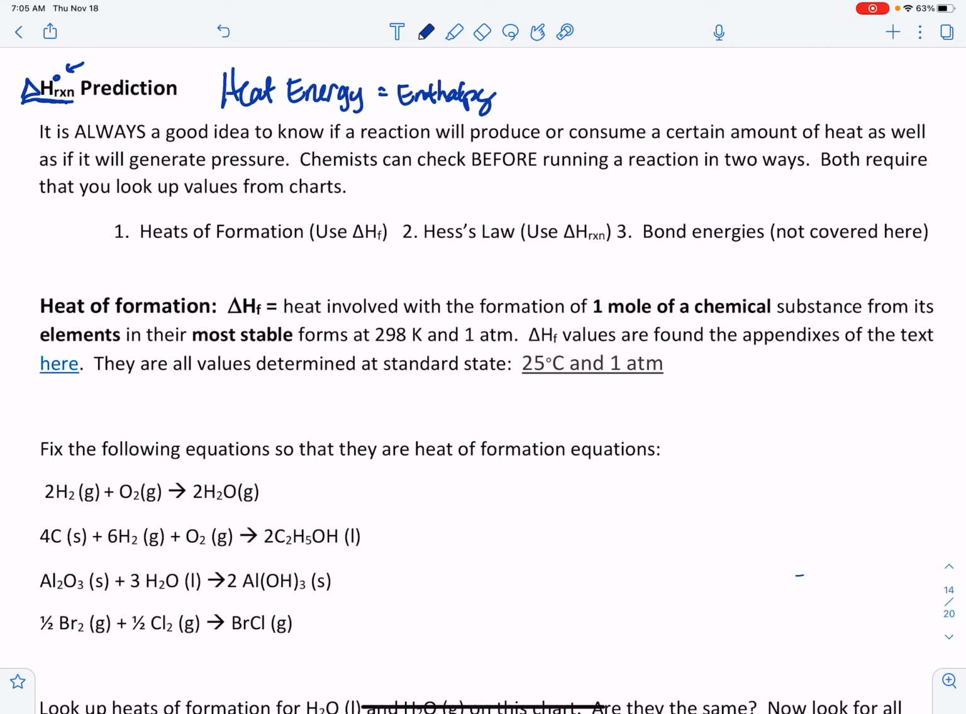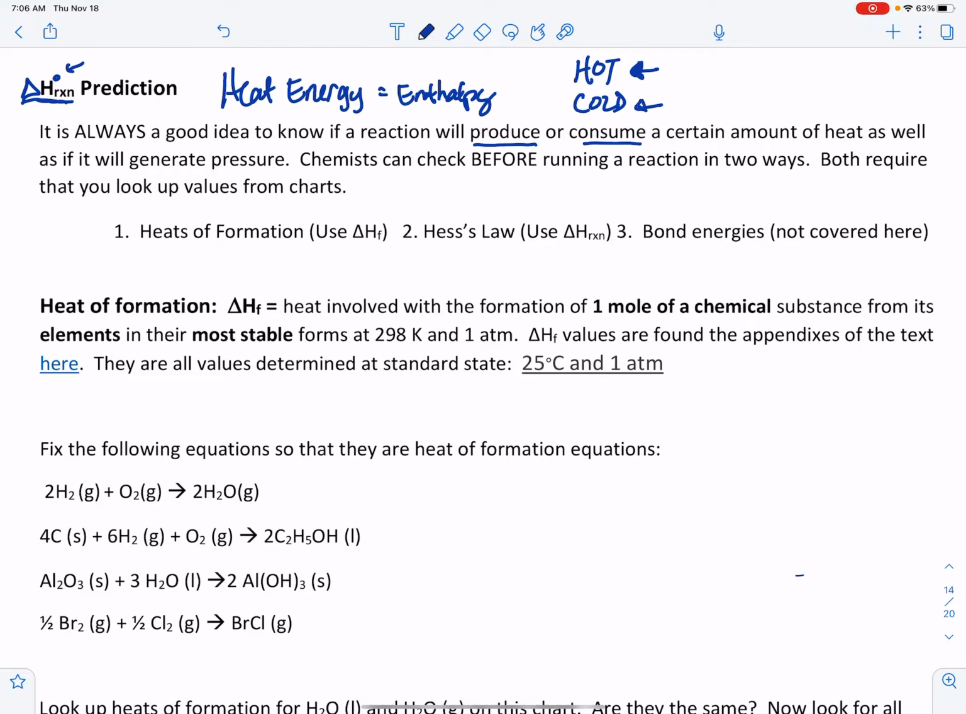So, heat energy. Remember that something can release heat, and so it can get really hot, or it can absorb heat. It's going to get colder and colder as it absorbs more and more heat. So it's always a good idea to know if a reaction will produce or consume a certain amount of heat. One thing is to have supplies on hand. Usually reactions don't do what you predict they will do if it gets just way too hot. It turns into just a tarry mess.